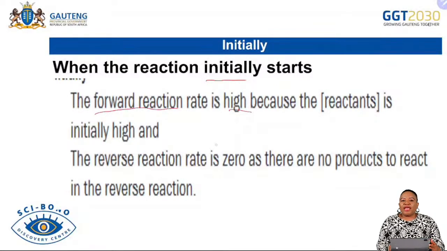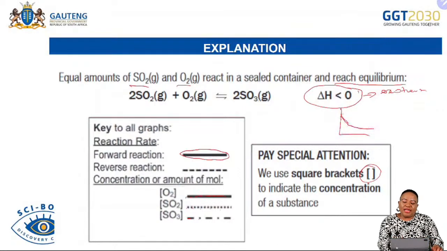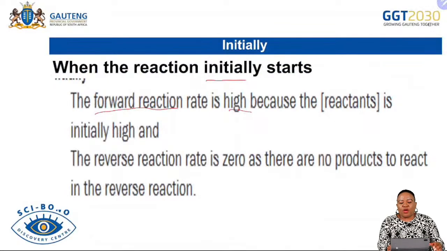Remember, we were also saying we will look at the gradient of the graph. The gradient of the graph will tell us whether the reaction rate is higher or lower, and we are going to refer to the steepness of the graph. So when you start at the beginning, we expect the forward reaction to be a little bit steeper and then becoming less steep, less steep, less steep. So we are saying initially the rate of the forward reaction is higher because the concentration of the reactants is still higher.